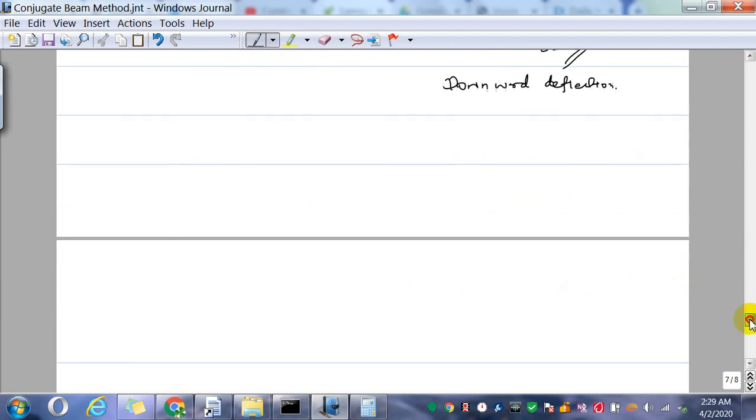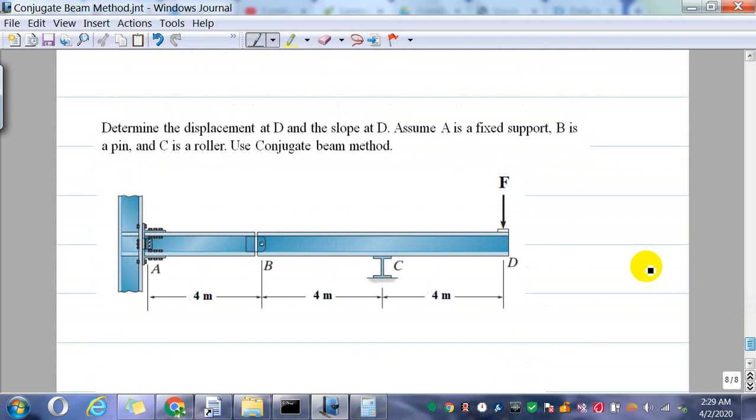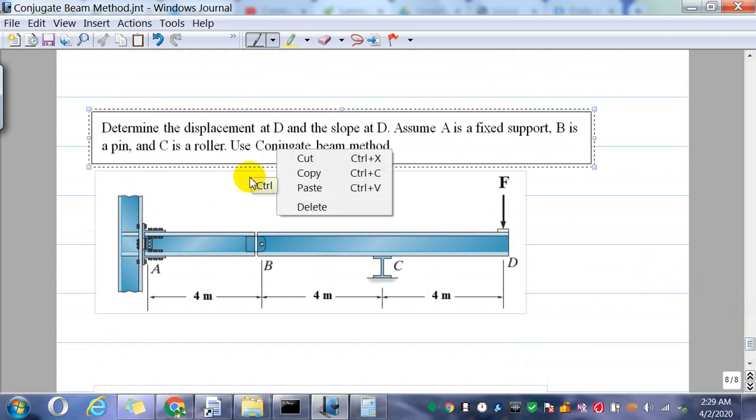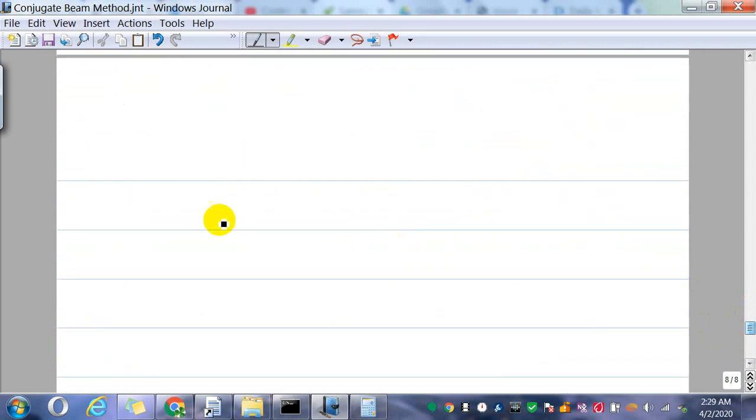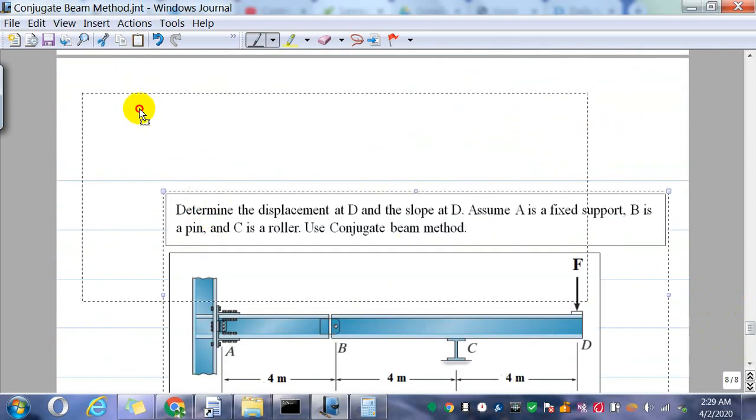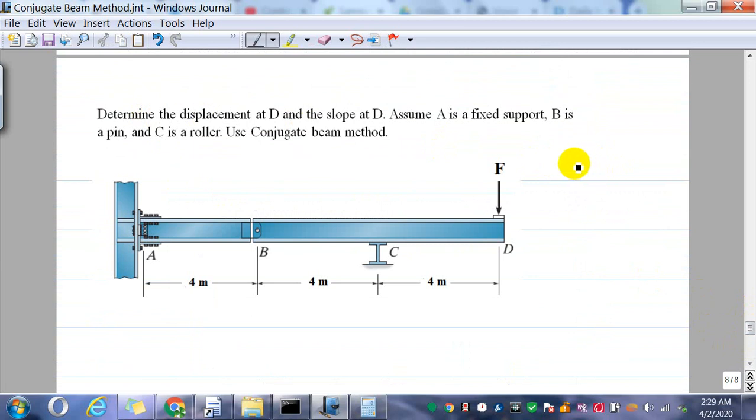So with this there are two more problems. I think this is going to be your card, and I'll put it here. So now I want to tell you one thing.